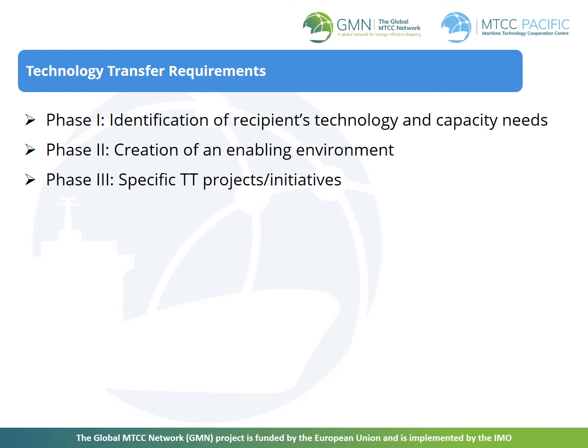There are 3 phases in the technology transfer requirements. Phase 1. This phase involves the identification of a recipient's technology and capacity needs. Phase 2 concerns the creation of an enabling environment. Phase 3 involves the design of specific TT projects and initiatives.